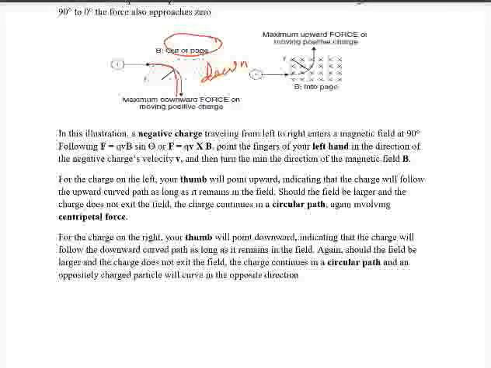The other thing is, for the charge on the left, your thumb will point upward and indicates the way they curl. That means the thrust, and the movement is circular. Since it is circular, the circular path is governed by the centripetal force.